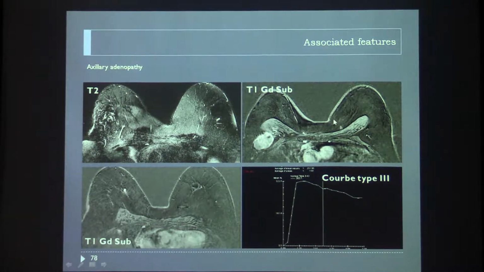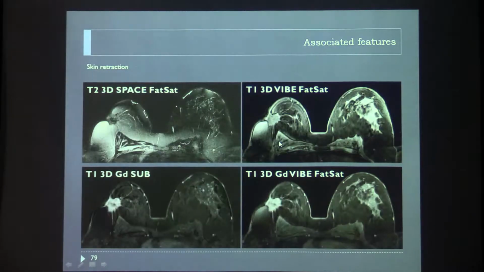Axillary adenopathy still remains in the BI-RADS lexicon. So you have this lesion. You could classify that as BI-RADS 4 because it's an oval lesion, circumscribed, homogeneous with a washout, but it's associated with this large lymph node. So this is BI-RADS 5.